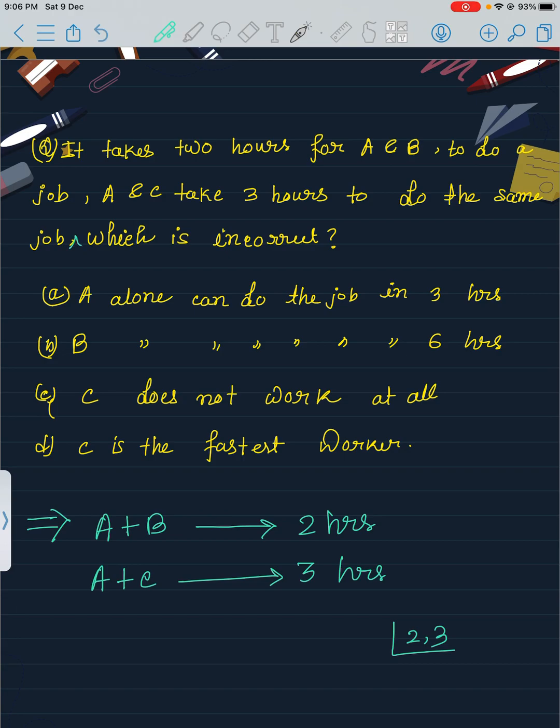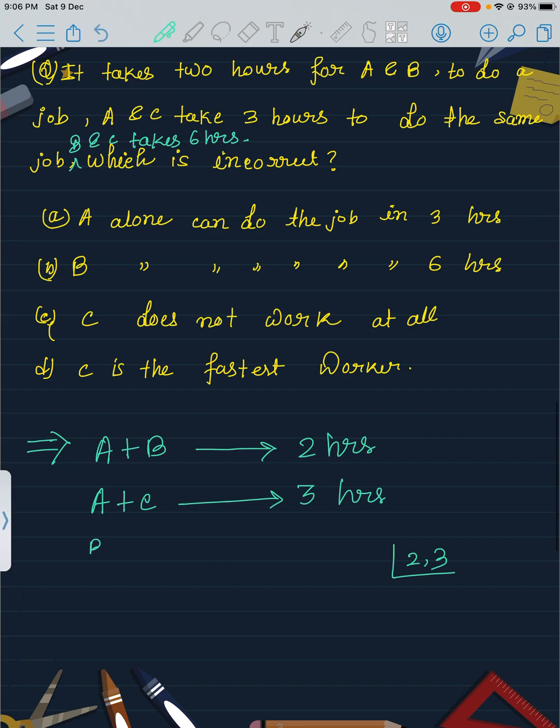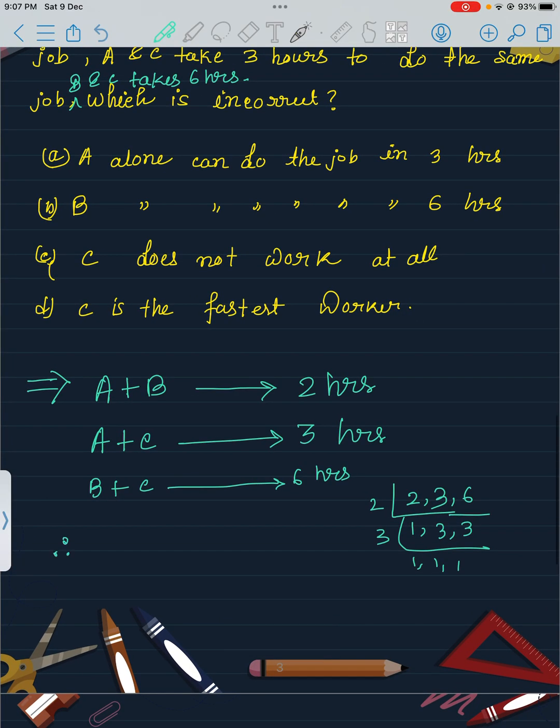B and C take 6 hours. Okay, now the question is complete. So do the LCM of 2, 3, 6. So its LCM is what? 6. So total work, I am writing TW, is 6.